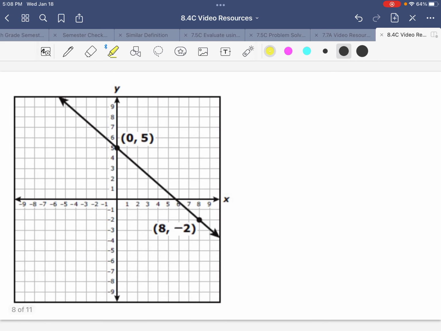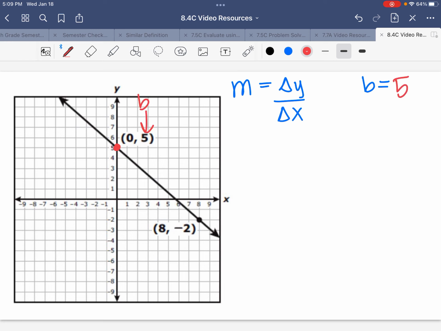And now I notice my line is going down, which tells me my slope will be negative. So I'll need to make sure a negative is included in my answer. But I want to find the slope, and I want to find the y-intercept. Keeping in mind that slope is that change in y compared to the change in x. And b is where it crosses my y-axis, which they have already pointed out for me. So my y-intercept is 5, because that is where it crosses my y-axis.